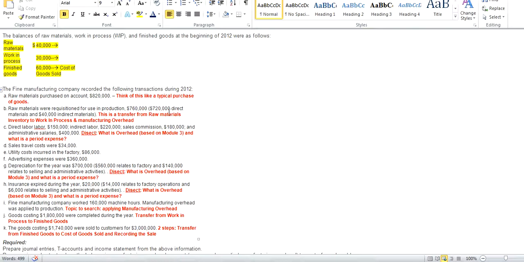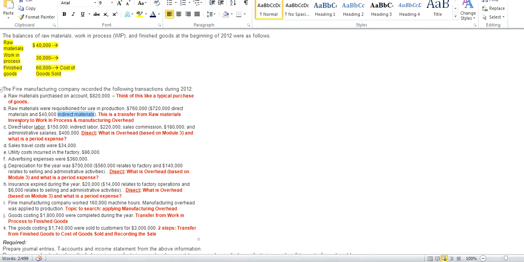And why the breakout is important is because, remember, we talked about this: your direct materials can directly be attributed to what it is you're producing, whereas your indirect materials cannot. So 720 goes as a debit to increase your work in process, and 40,000 of indirect materials is debited to manufacturing overhead. Indirect costs are not debited or credited to the work in process account. They're debited to manufacturing overhead.